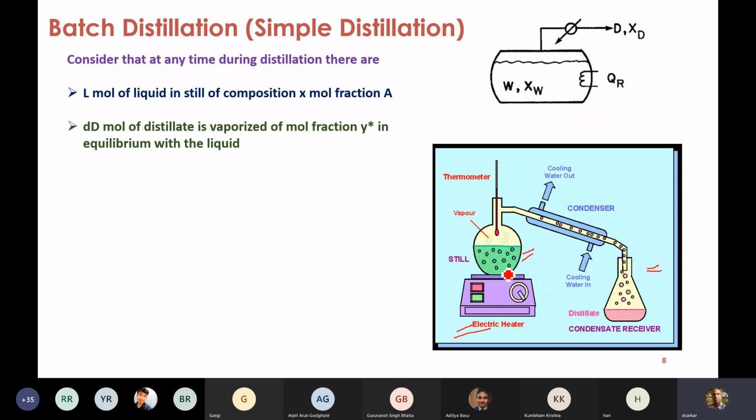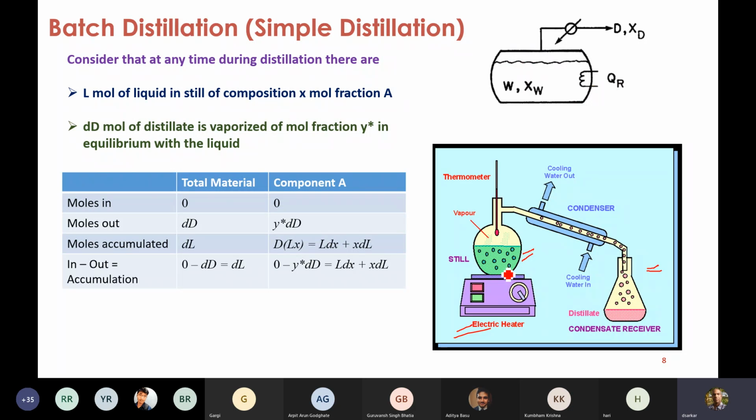Okay. So now let us do the differential mass balance. Note that the approach has to be a differential mass balance. You can write a total mass balance, and you can also write a mass balance in terms of component A, which is more volatile. It's a batch process, so there are 0 moles in for the total mass balance and 0 moles in for the component A balance, because whatever you have taken is there initially, and nothing is coming in.